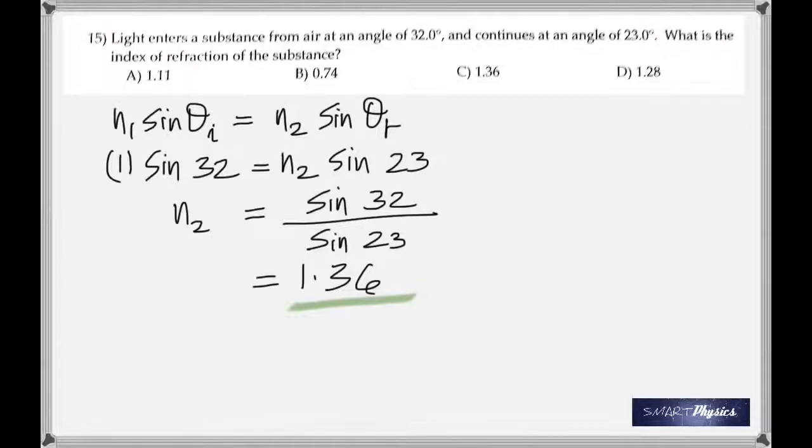Here it's a simple case of applying Snell's law. N1 sine theta I is equal to N2 sine theta R. Substitute the values and calculate. You get N2 as 1.36.